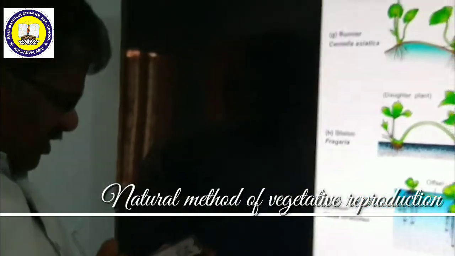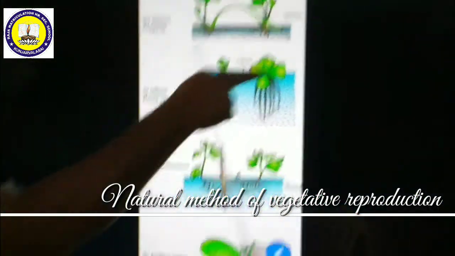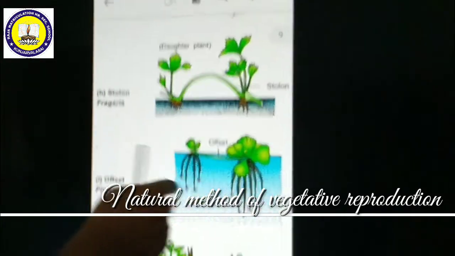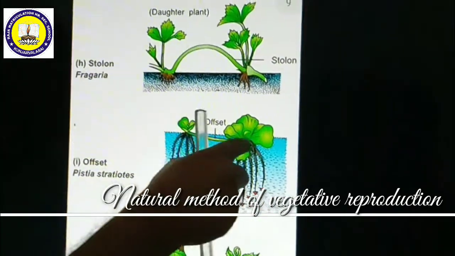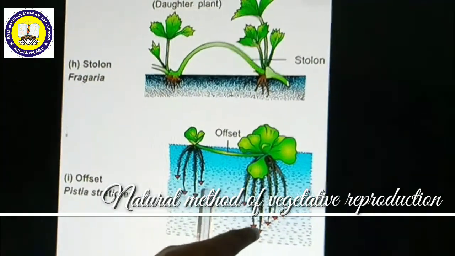Next one is called offset. This is present in hydrophytes, which are water floating plants. Eichhornia and similar plants reproduce by offset. See here, one bud is there. Here is a bunch of fibrous roots. Root pockets are also there.